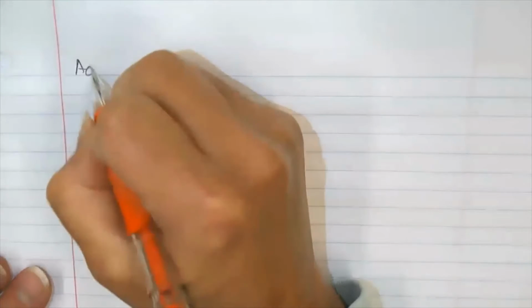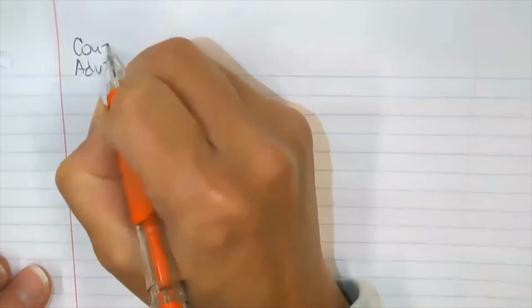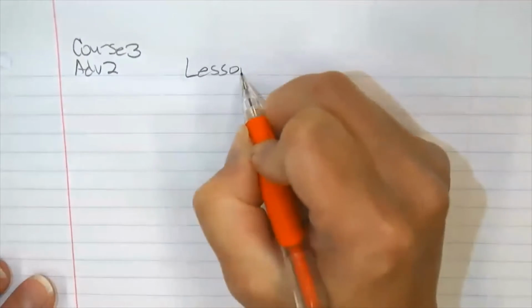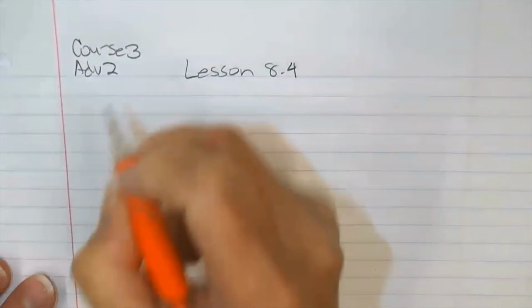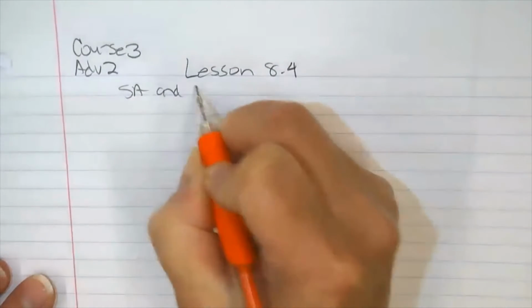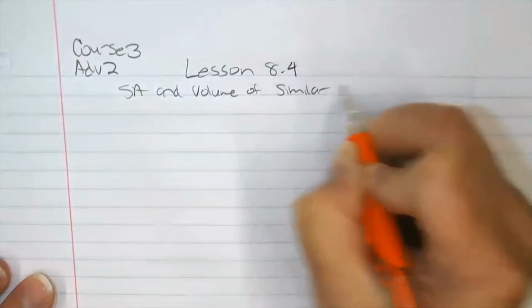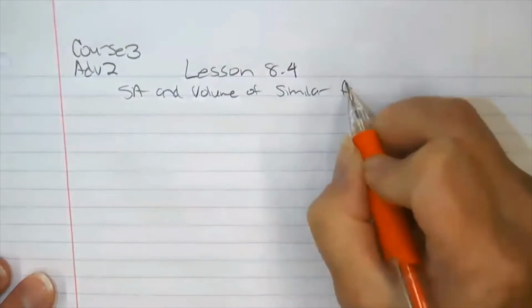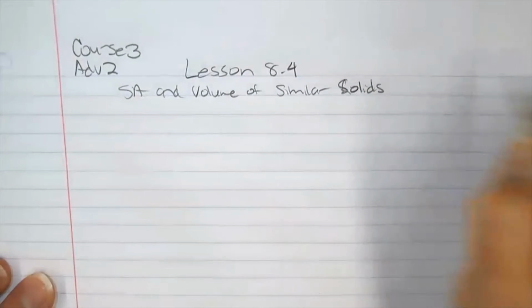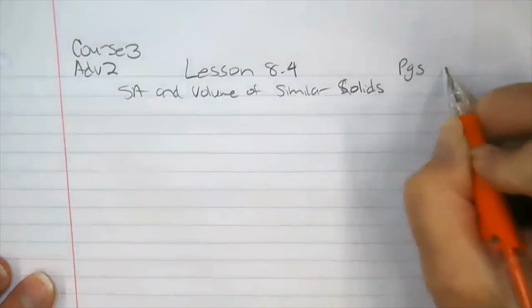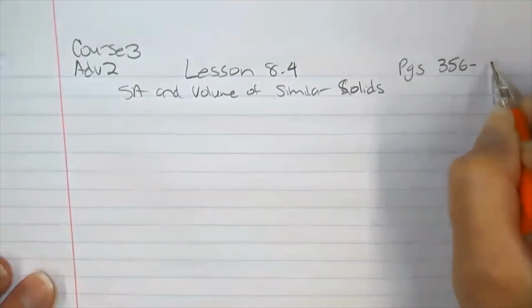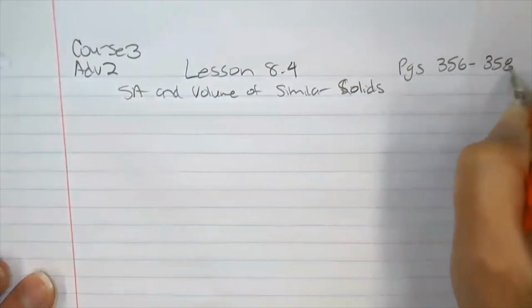Okay, if you are in 7 Excel, we are working from the Advanced 2 textbook. If you are in Math 8, we are working from the Course 3 textbook. We are doing lesson 8.4, surface area and volume of similar solids, and it can be found on pages 356 to 358.